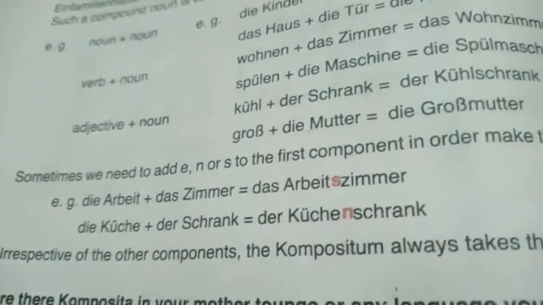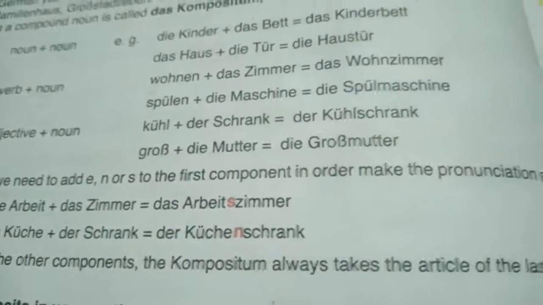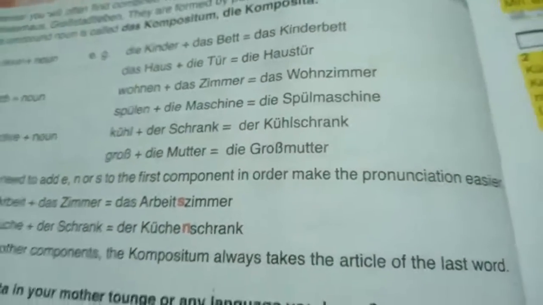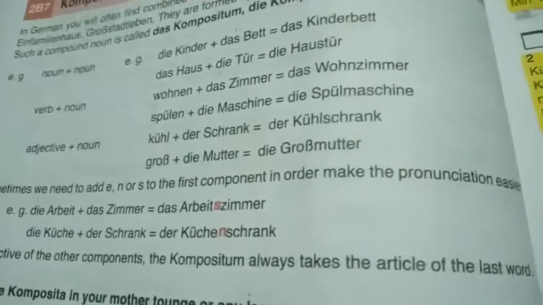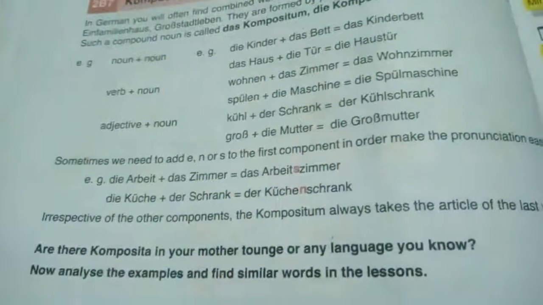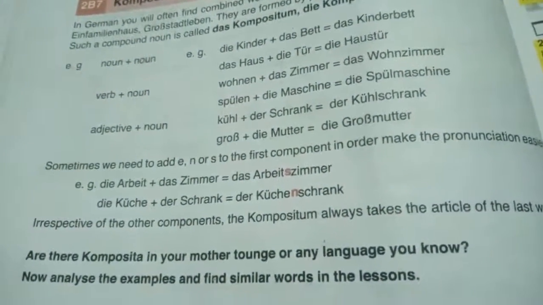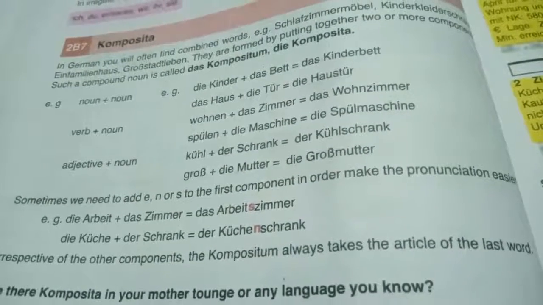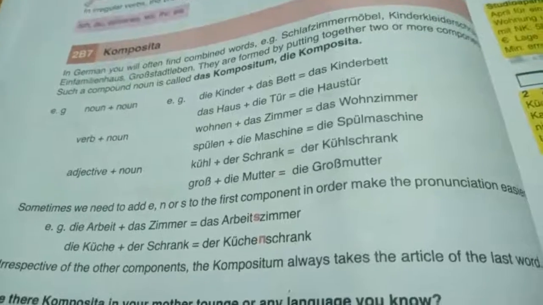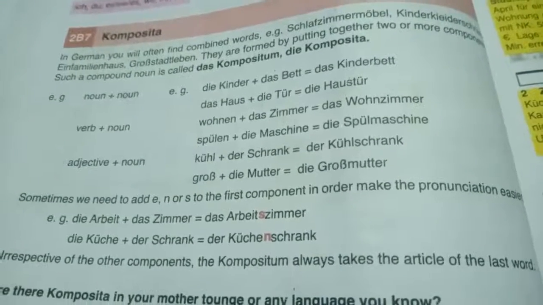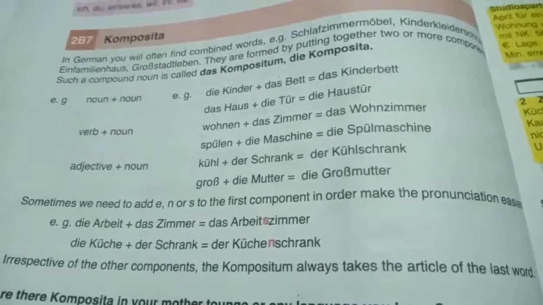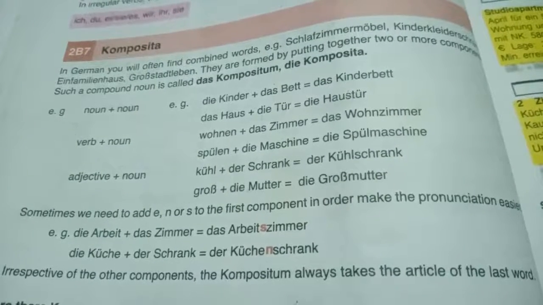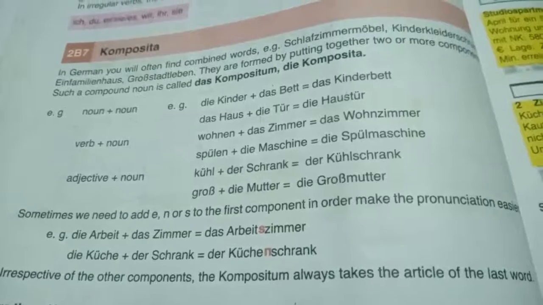Next, irrespective of the other components, a compound always takes the article of the last word. So it means that nothing takes the articles of the preceding words. I hope you can understand this concept. If you have any doubts or queries, please do put it up in the comment box right at the bottom of the video.